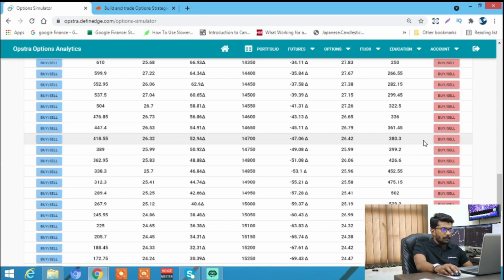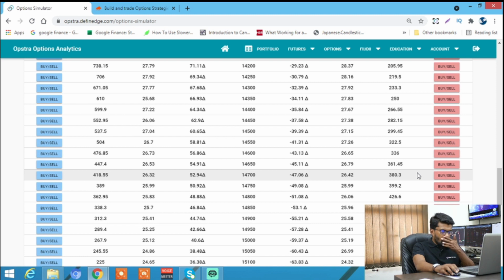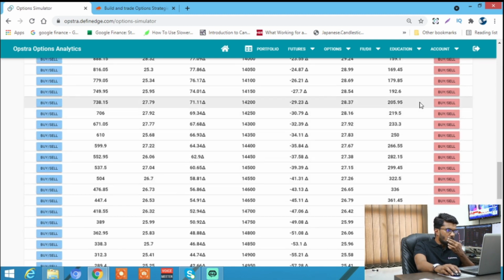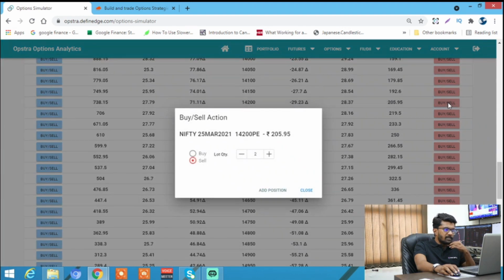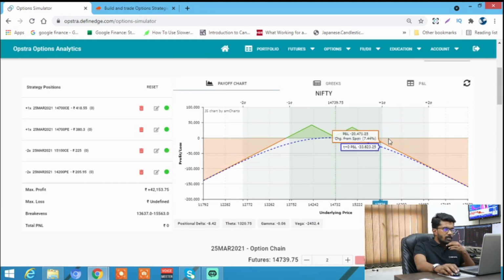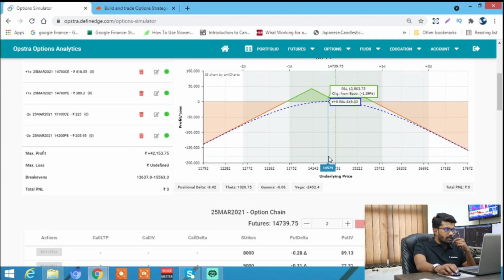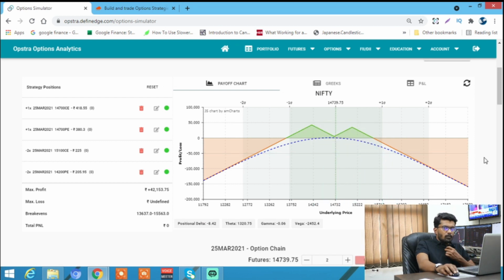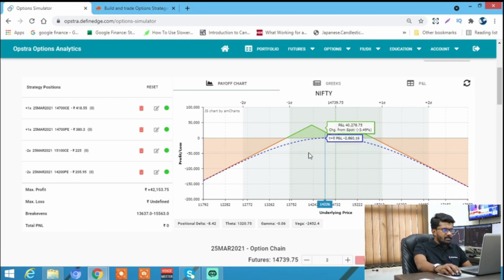Same on the put side also. I have bought the 14,700 put for 380 rupees. Now what I am going to do is sell a put. I will sell the 14,200 put, 2 lots. Once I do this, this is what it is going to look like. This is called a ratio spread. Once we have bought the call and sold out of the money calls or puts, this is how the strategy is going to look.